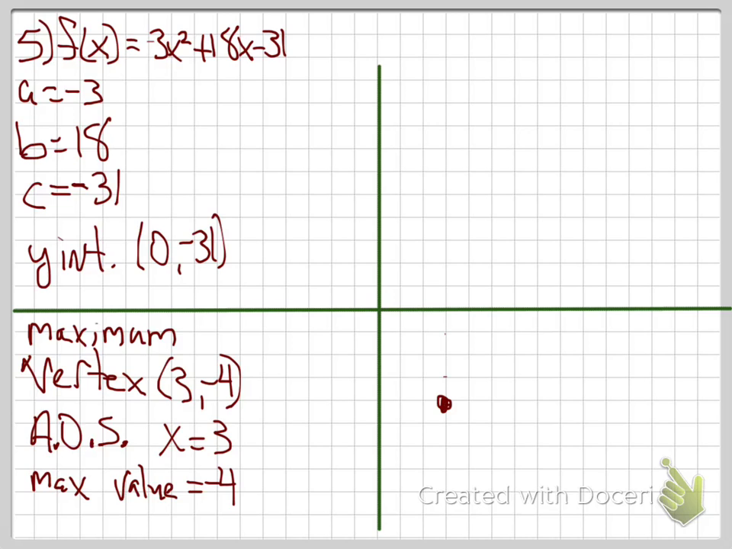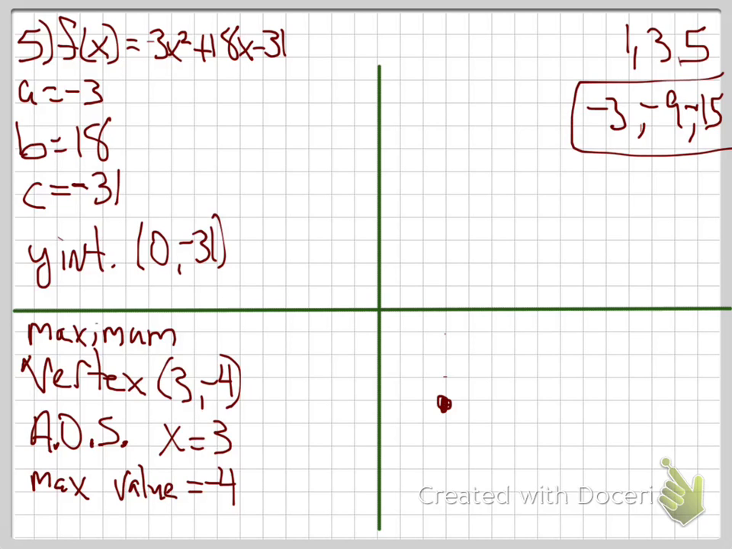Then I use those magic numbers of 1, 3, 5 again, multiplied by the a. So negative 3 times 1 is negative 3, then negative 9, and negative 15. Those are the numbers I'm going to use to go down. From this vertex, I'm going down, because negative makes me think down, 1, 2, 3 over 1. Down 1, 2, 3 over 1. The next one would be going down negative 9, which I can't do. So I need at least 3 points, which I've got. There's my graph.